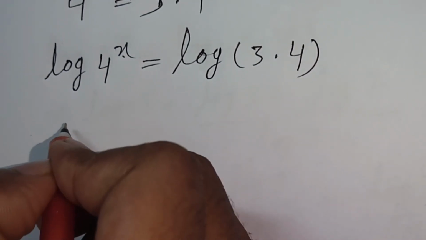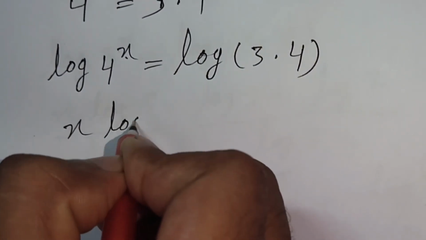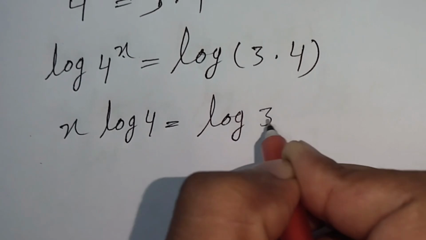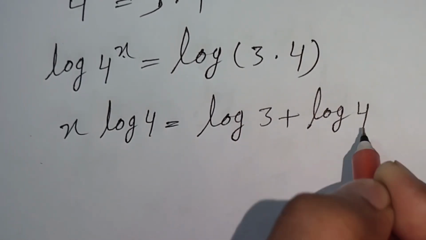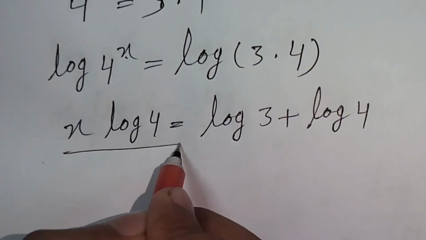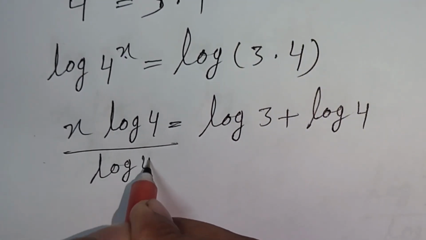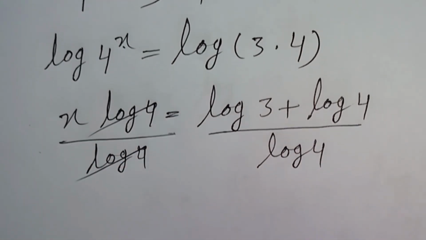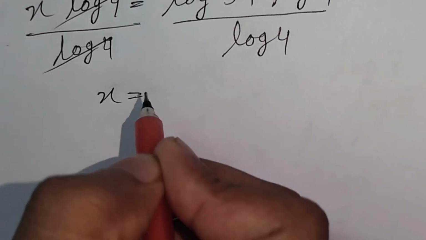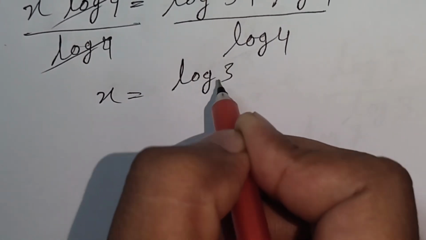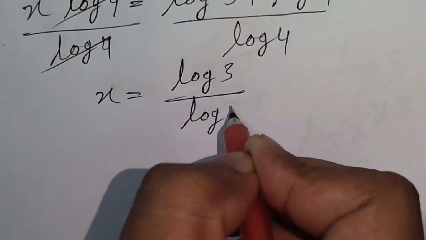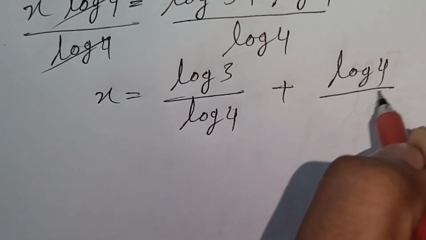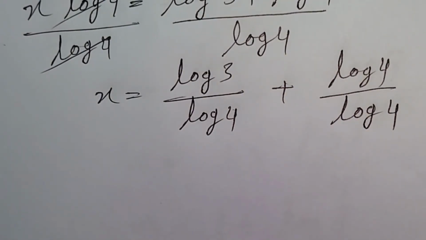Then x comes to the front, so x log 4 is equal to log 3 plus log 4. Both sides are divided by log 4. Log 4 will be cancelled. So x is equal to log 3 divided by log 4 plus log 4 divided by log 4.